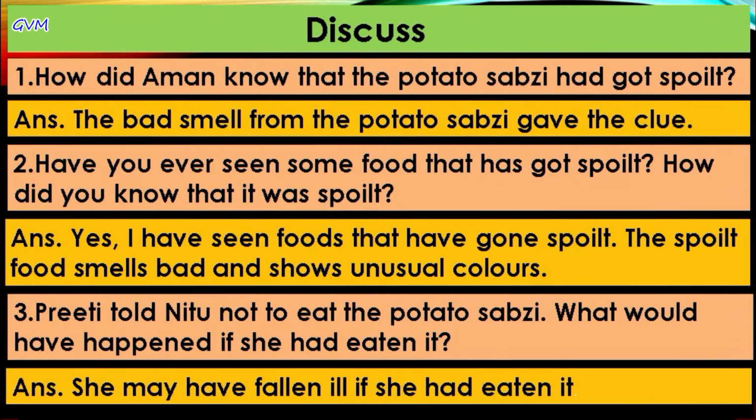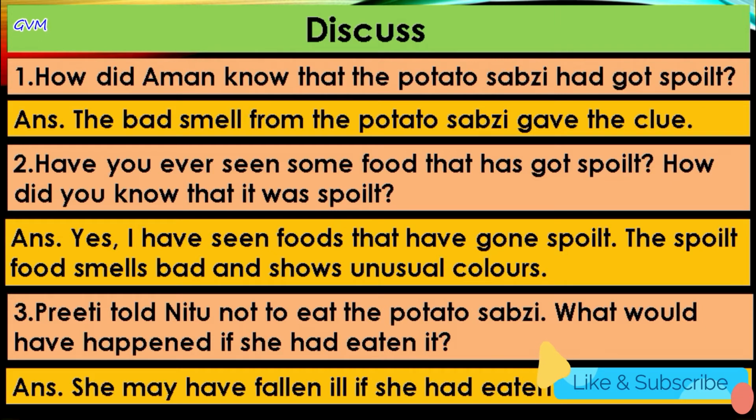Now students, here are some questions to discuss. Question number 1: how did Aman know that the potato sabji had got spoiled? As we already discussed in the earlier section, there are different ways through which we come to know whether the food is spoiled or not. In the same way here, Aman came to know that the potato sabji had got spoiled by its bad smell.